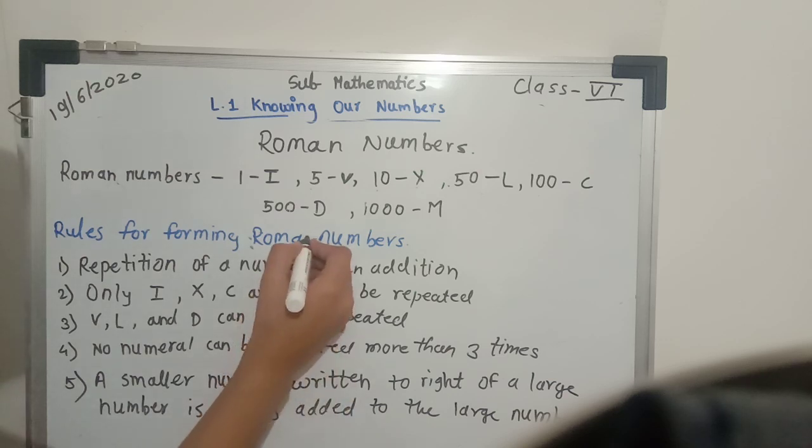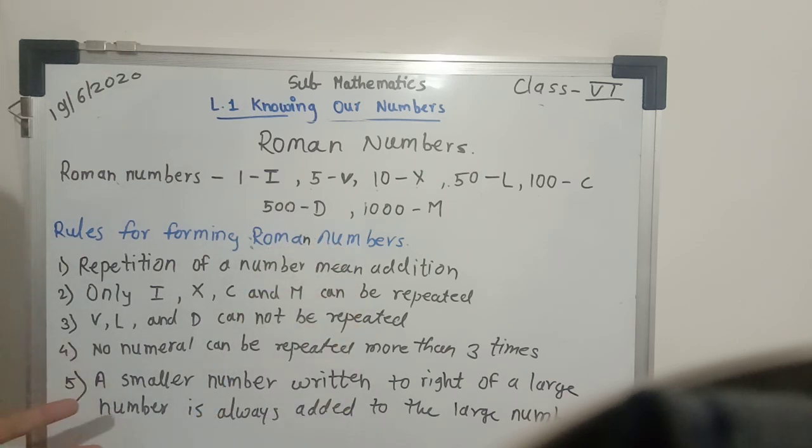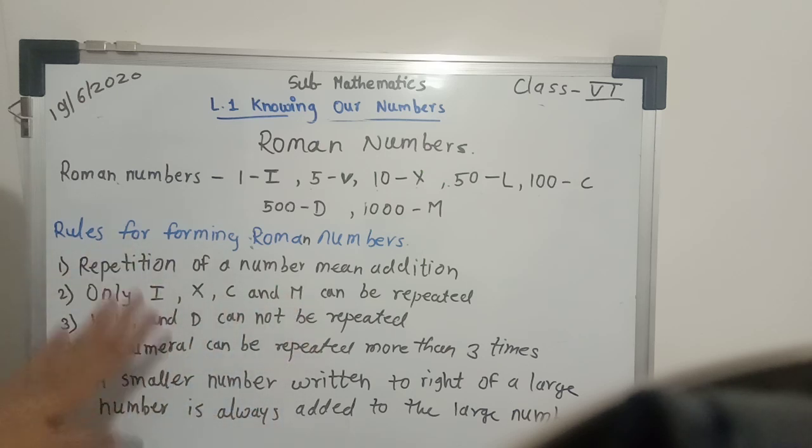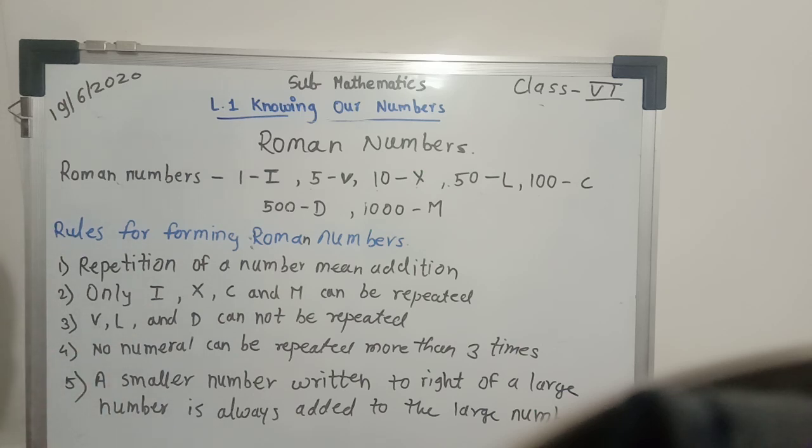Now when you are forming the Roman numbers, you have to remember that certain rules apply. First is repetition of a number, which means addition. If any Roman number is coming again, it means we are adding that Roman number. The Roman numbers you can repeat, that is add, are only capital I, capital X, capital C and capital M. Only these 4 numbers you can repeat again and again. So remember it when you are forming the Roman numbers.